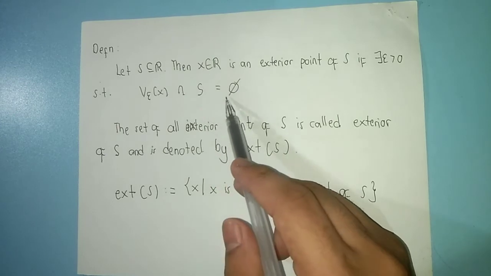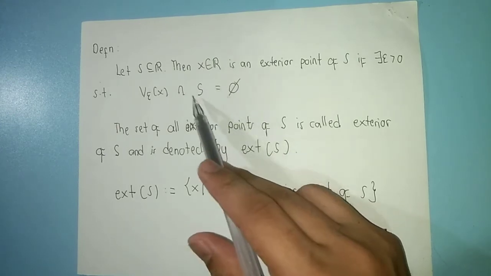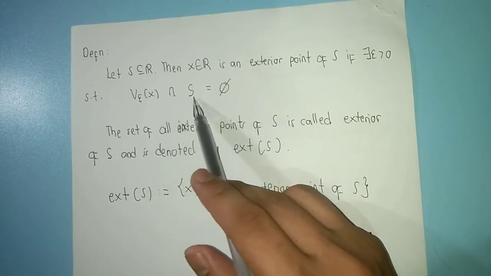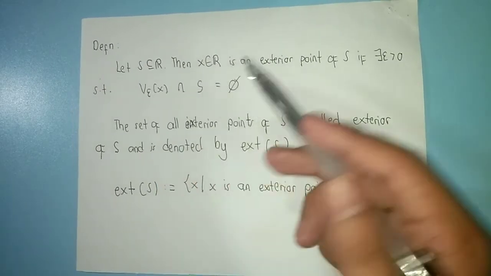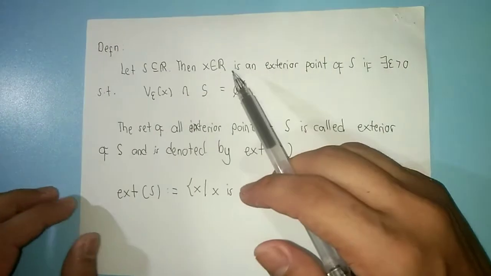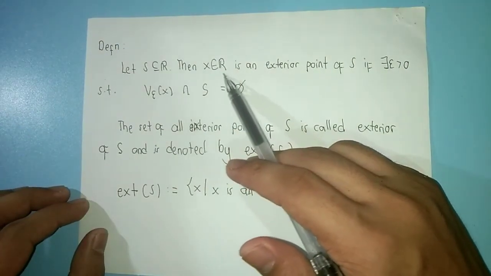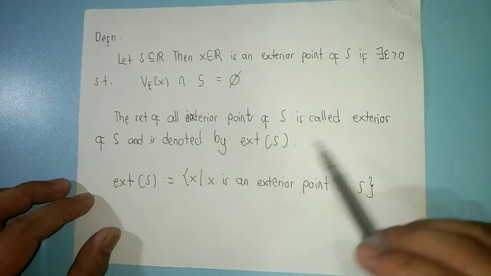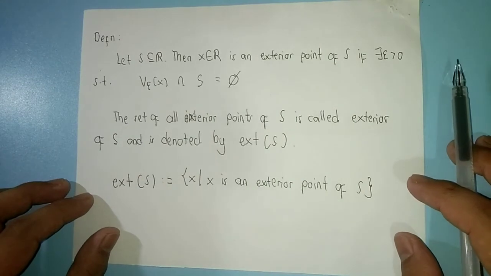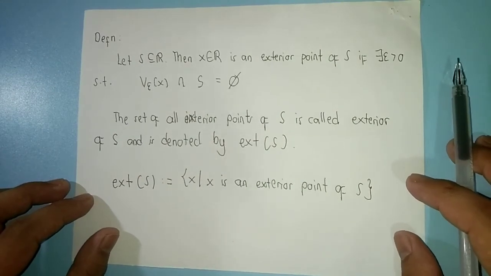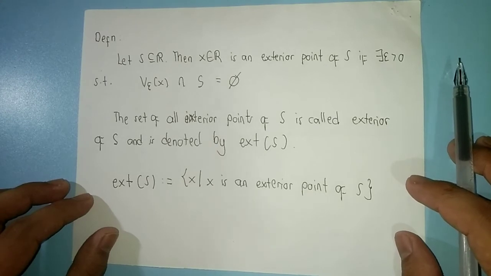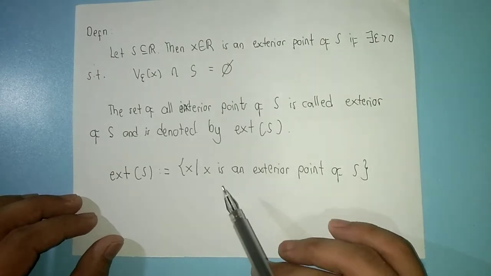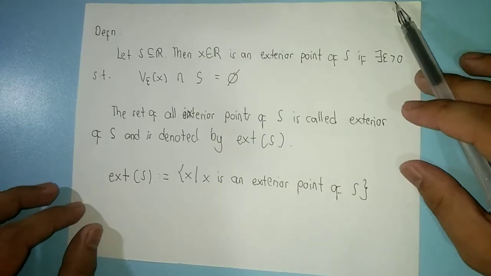Okay? Kasi nga, kung nasa loob siya ng S, ibig sabihin, hindi yan magiging empty. Okay? Pag in-intersect mo dito sa S, yung epsilon neighborhood niya. Pero since naging empty, so nasa labas yan ng S. So kaya nga dito, we have x element of R. Okay? Now, the set of all exterior points of S is called exterior of S and is denoted by exterior of S. Okay, or ext S. So exterior of S is defined by x such that x is an exterior point of S. So proceed na kagad tayo sa example.